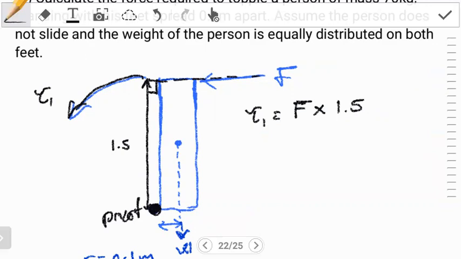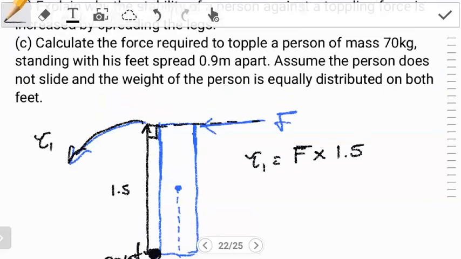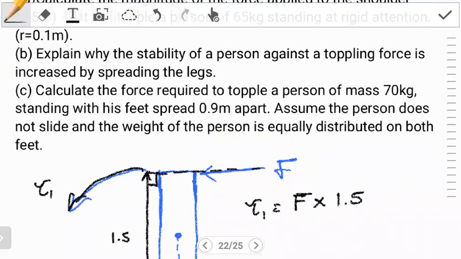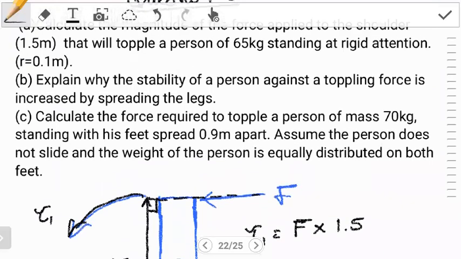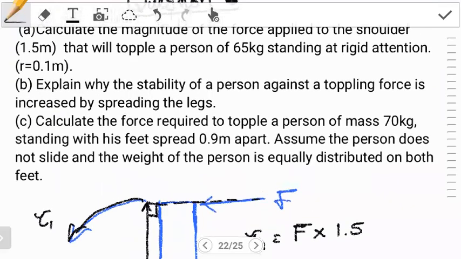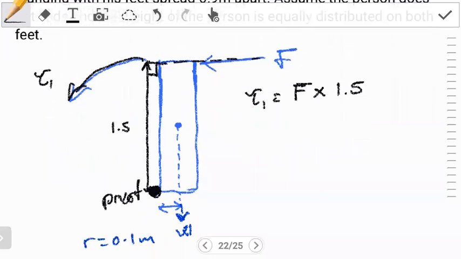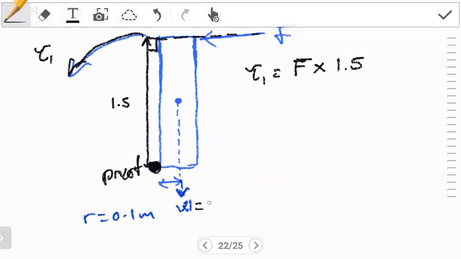Now, the next thing that we have to look at is the second force acting on this object, which is the weight of this person. If we go back to the question, we're given the mass of the person, which is 65 kg. From there, we can easily get the weight by multiplying the mass and g. This will give us the force due to the weight. It's going to be a downward force.